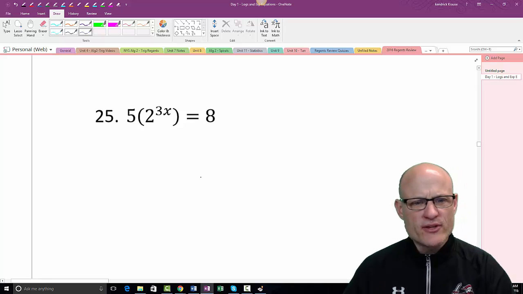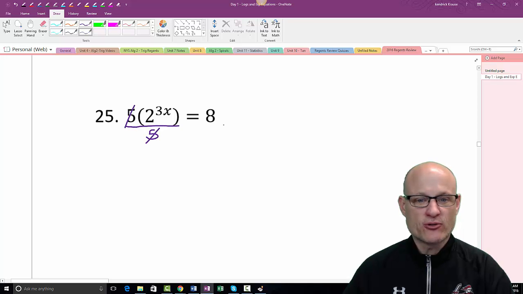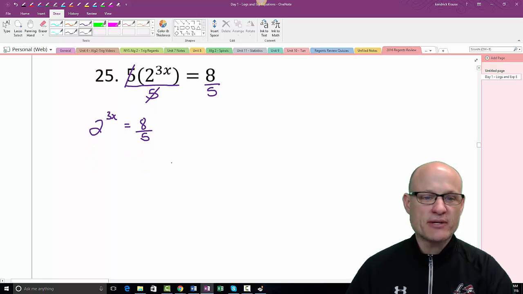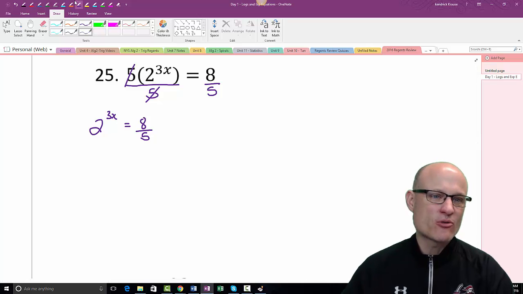So in order to solve this one, the first thing you got to do is get this weird thing alone. You got to get rid of this 5. We're going to divide by this 5 first. So now what I have is 2 to the 3x equals 8/5. Now you have to do that because you can't convert it into a logarithm until you've done that.